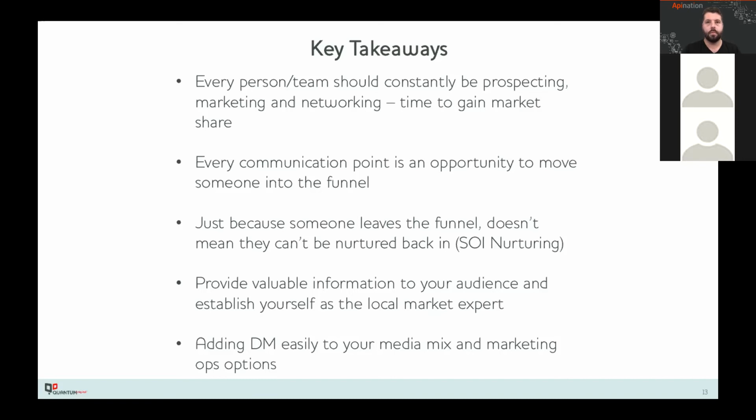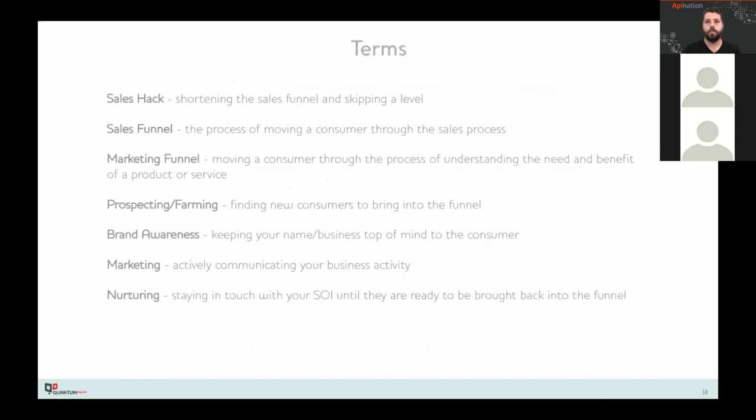Also, just be able to provide that good information to anybody that asks you about what's going on in the market. You being a market expert is going to do great things for your business, and also just adding direct mail easily to that media mix and your marketing options. We're a very simple, very fast, very targeted, and very automated program to use. And yeah, we're here to help you.